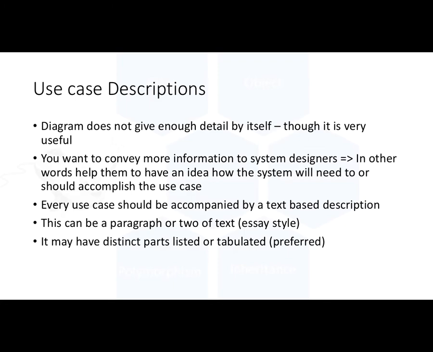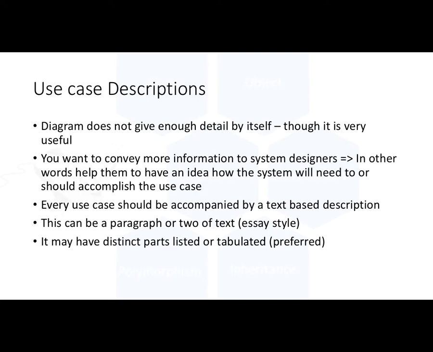Now descriptions. The diagrams don't give enough detail by themselves. For instance, you look at the diagram, you get a good sense of what the system should do. But for the purposes of a designer, the person who's going to design the software, more information is needed, right? So you want to convey more information to system designers, in other words, help them to have an idea of how the system should accomplish the use case.